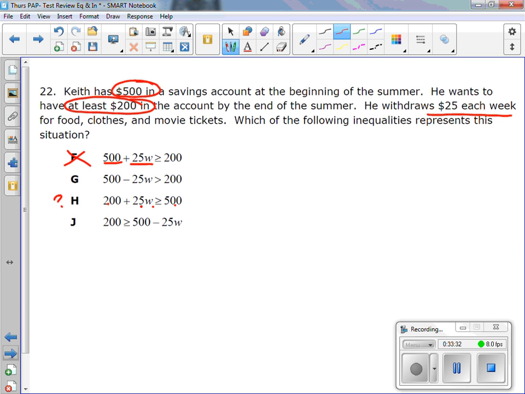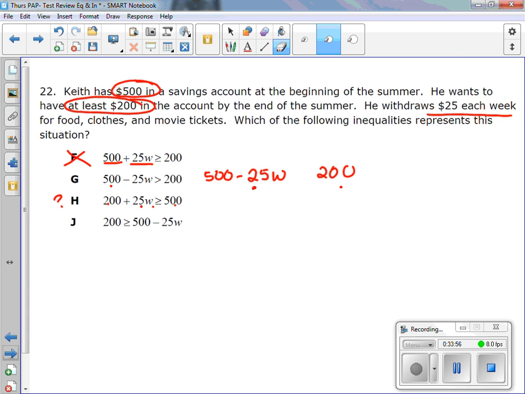Let's look at G and J first of all. This says we have $500. We're taking away $25 a week. That sounds good. That's going to tell us what we have. We want that to be more than or equal to the 200 because we want to have more money left or equal to the 200 at the end. So this one does say more, but it doesn't say equal. So this one's not going to be okay.